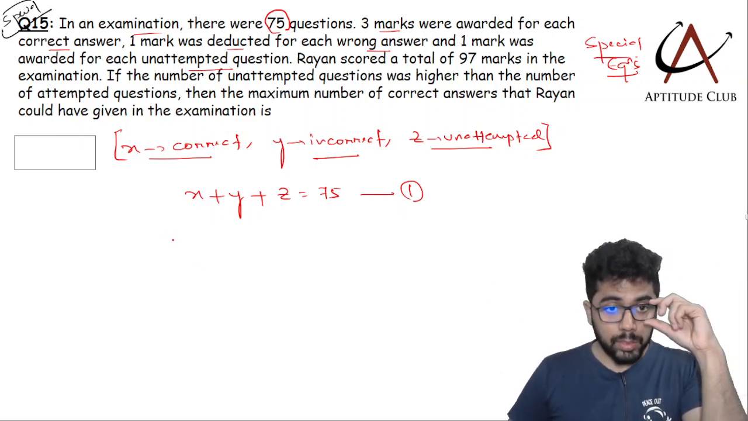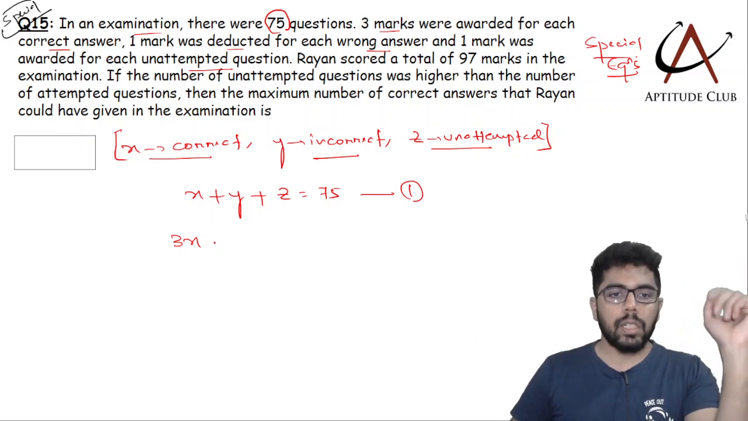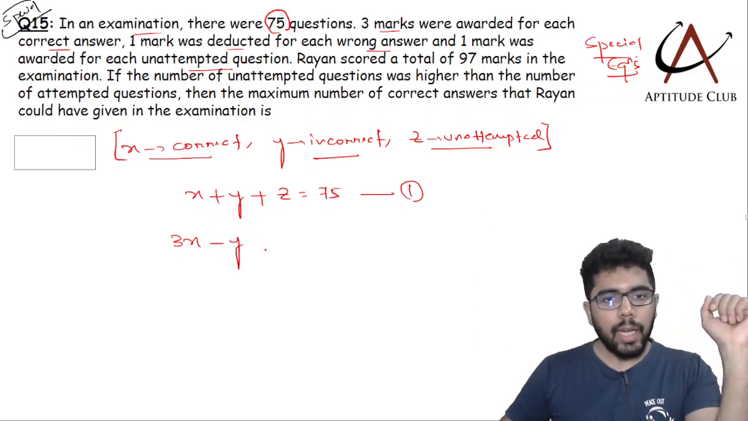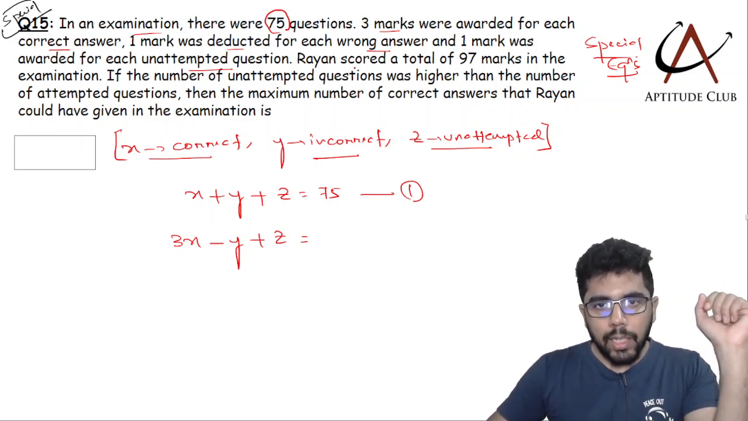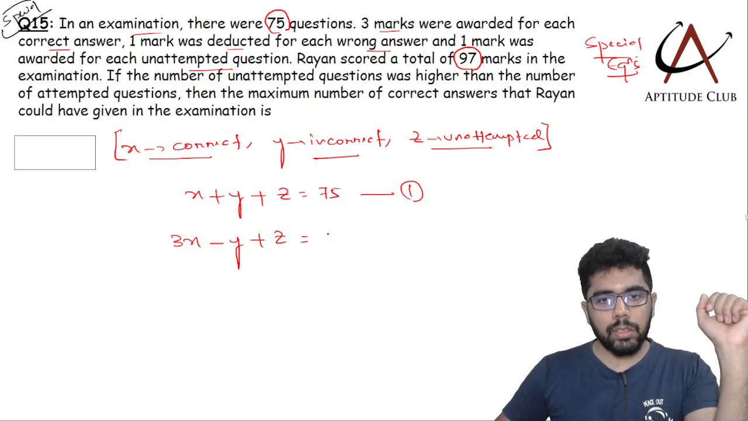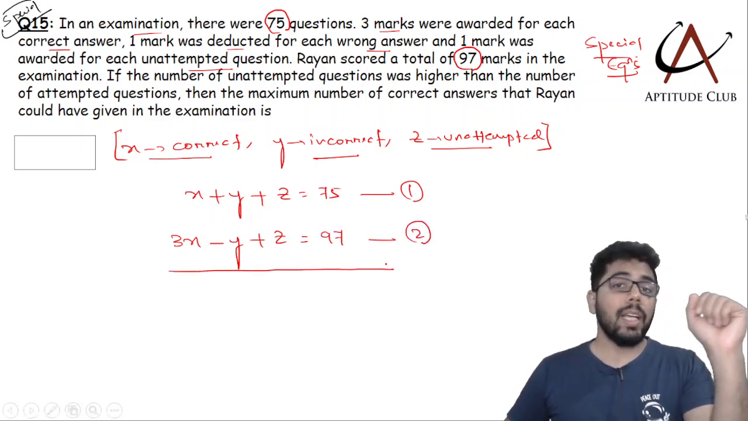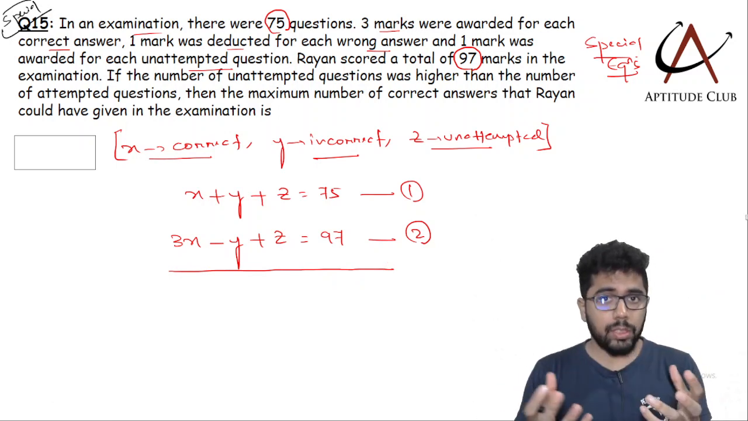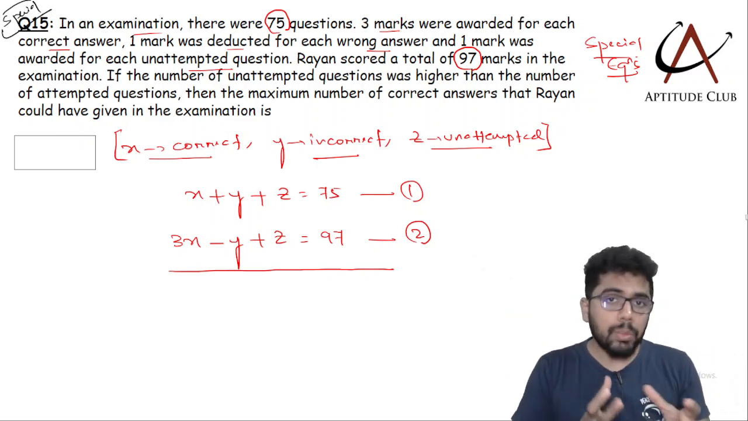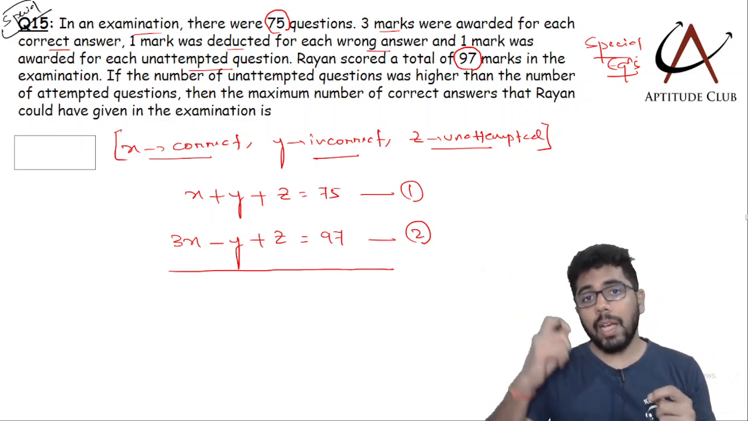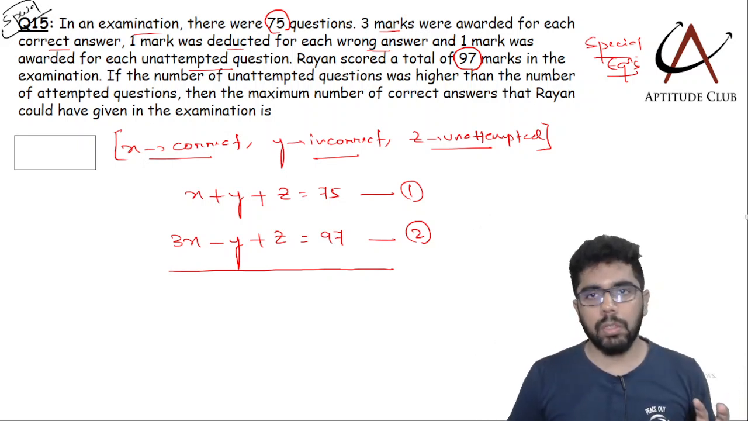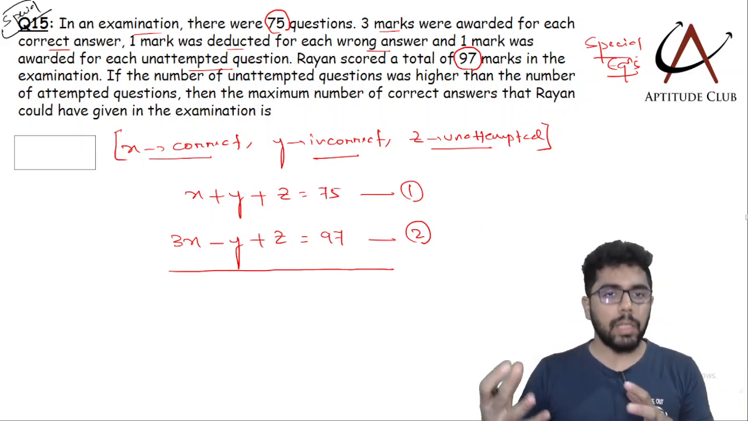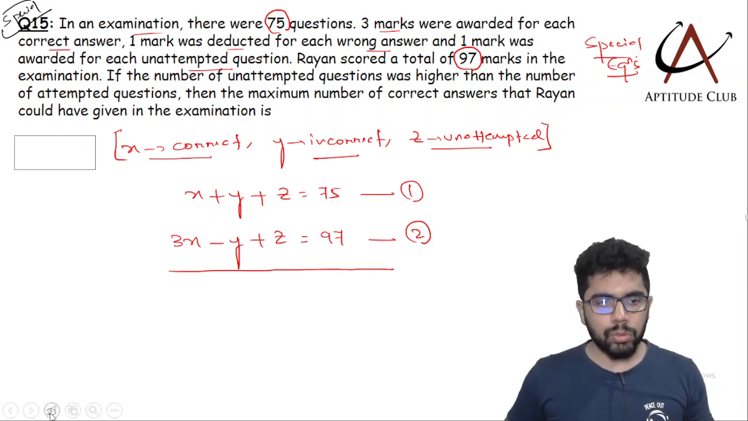In terms of marks, 3 marks are awarded for each correct answer, minus Y, and then plus Z. So 3X minus Y plus Z, and you get a total of 97 marks. This is equation 2. So I have 3 variables but 2 equations. If the number of variables is more and the number of equations is less, finding the value of each variable uniquely is not possible. Mathematically it becomes indeterminate, but that's not what the question wants us to calculate.